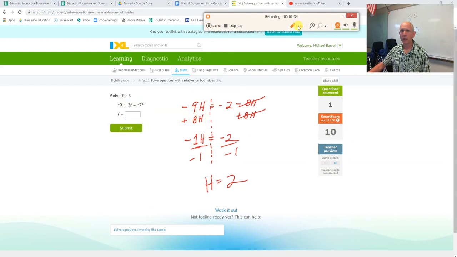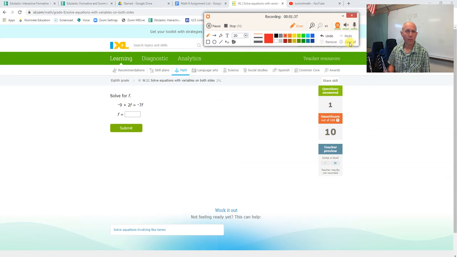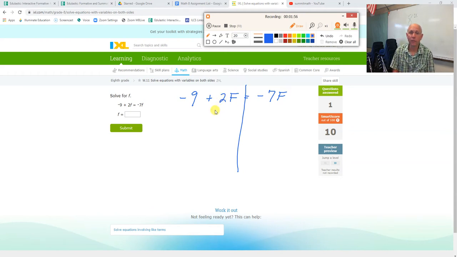Okay, next problem. I'm going to rewrite it here. I'm going to switch my color. Let's go blue. All right. Negative 9 plus 2f equals negative 7f. Drawing the wall. I need to get all the f's to one side. I'm going to move everything to the right side, so I need to get rid of this 2f. So subtracting 2f from both sides.